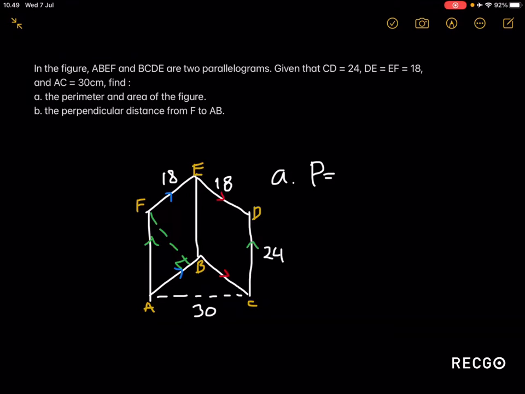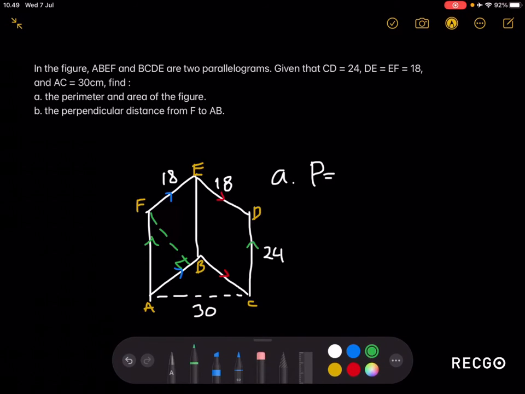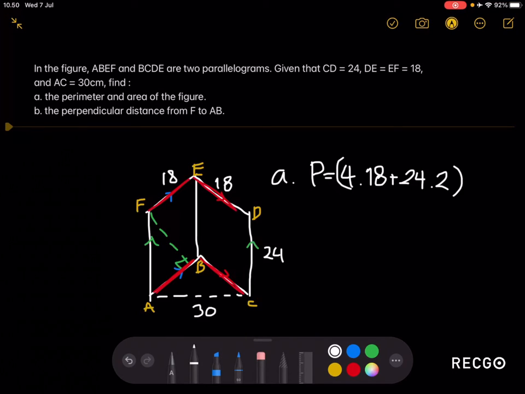And let's start off with the perimeter. Notice that we have four side lengths with length 18 marked in red right there. So we have 4 times 18. Plus, we have two side lengths with side length 24. So let me just indicate that right there. And don't forget the unit length, which is centimeters in this case. You'll leave with an answer of 120 centimeters.